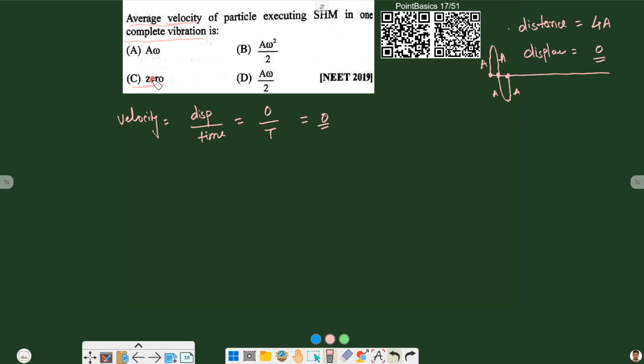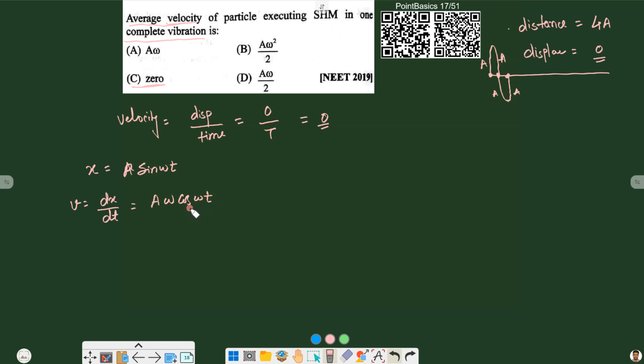Or we can derive it using integrals, if you want a more precise method of calculating, a more proper numerical method. We know that suppose displacement is given by A sine omega t, we are using capital A. If displacement is given by A sine omega t, then velocity, dx by dt, will be equal to A omega cos omega t.